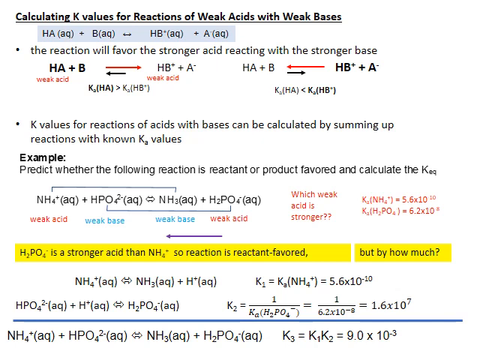If we add these two reactions together, we get the overall reaction that we wanted. Recall also from chapter 13 that when you add two reactions together, you can get the new K value by multiplying the individual Ks. So the K value that we're looking for is 5.6 times 10 to the minus 10 multiplied by 1.6 times 10 to the 7th, which is 9 times 10 to the minus 3. Notice that this value is less than 1, which is what we qualitatively predicted before.